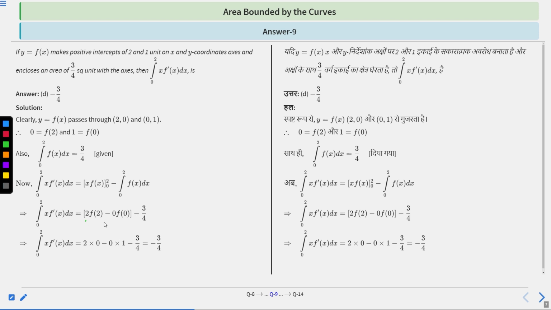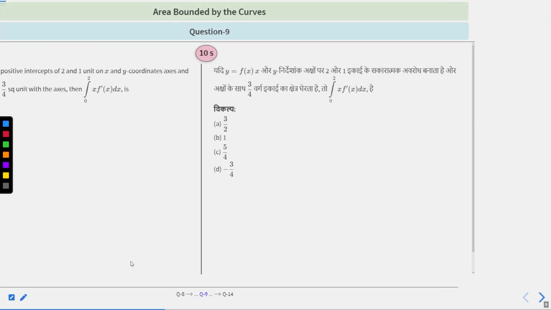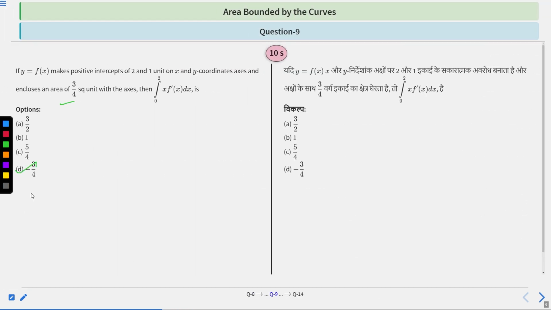Now f(2) is 0. Clear? So the integral from 0 to 2 of x f'(x) dx is equal to 2 into 0 minus 0 into 1 minus 3/4, which is basically minus 3/4. So the answer should be minus 3/4. Got it? I think option D is the right choice.